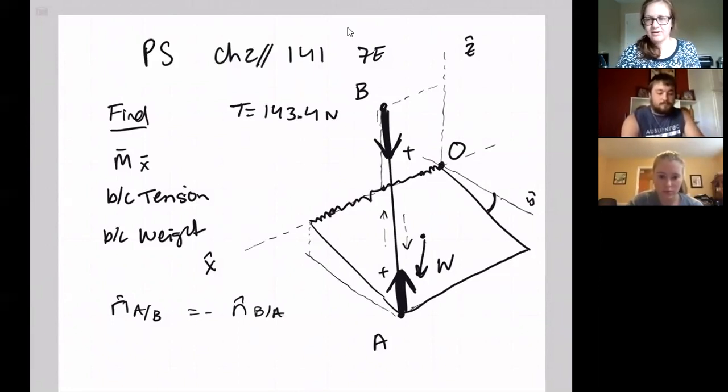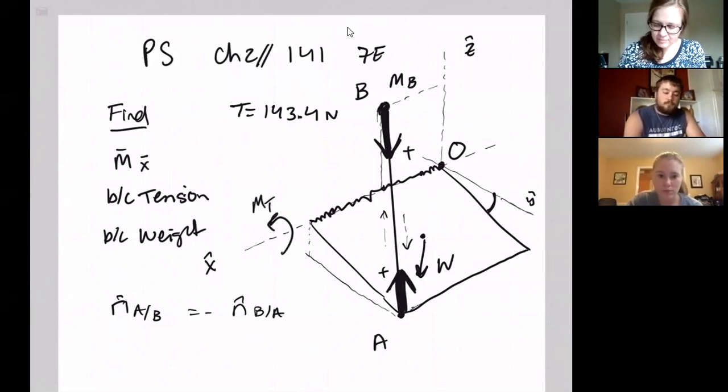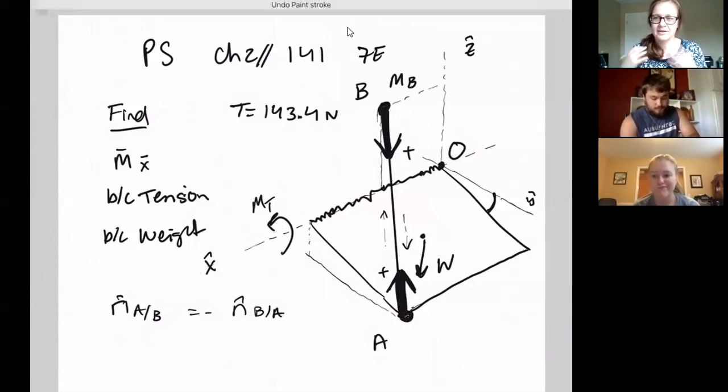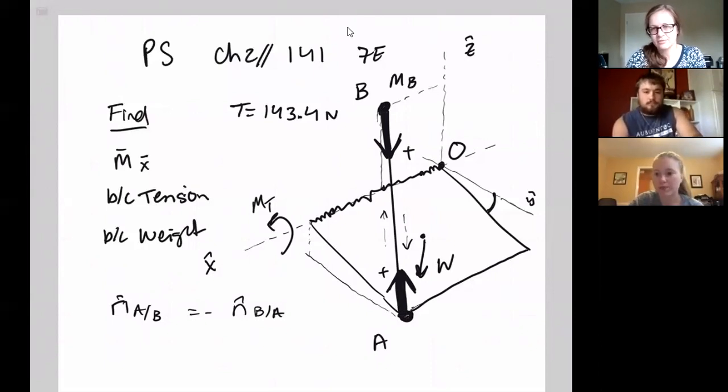However, I am going to choose to take my moment about B, because remember, we're looking for the moment caused by the tension about this axis. So we could look at the moment of B and then change it to the axis, or we can look at the moment of A and then change it to the axis. So we need an intermediate moment. And in your homework, I'm pretty sure, I don't want to say for sure, but I'm pretty sure it tells you what moment to take the moment about. But here it's not quite as straightforward.